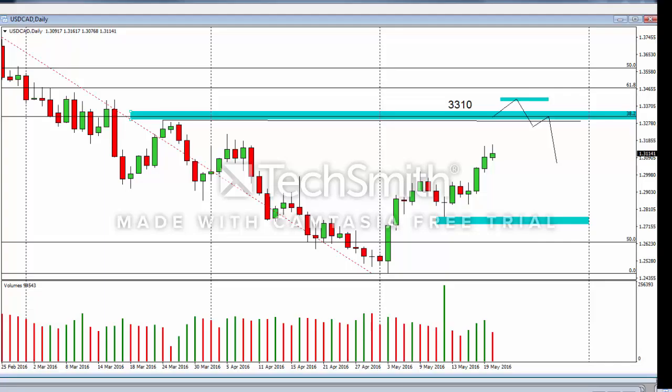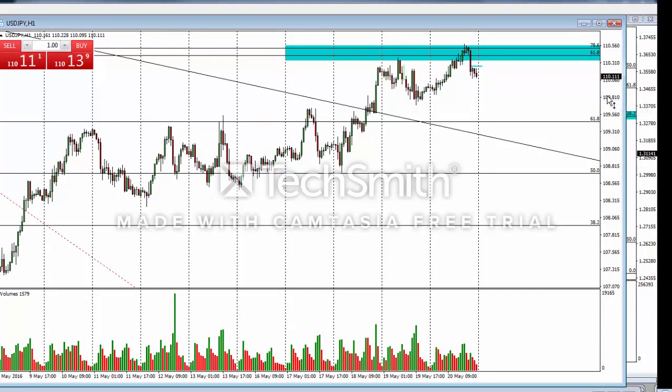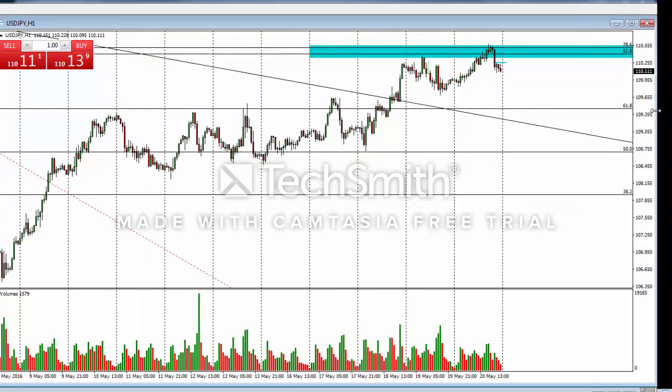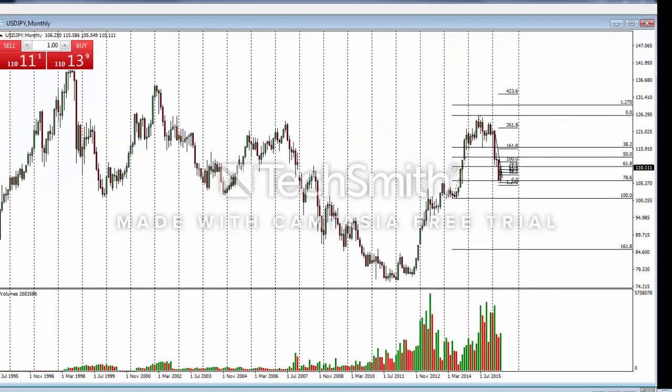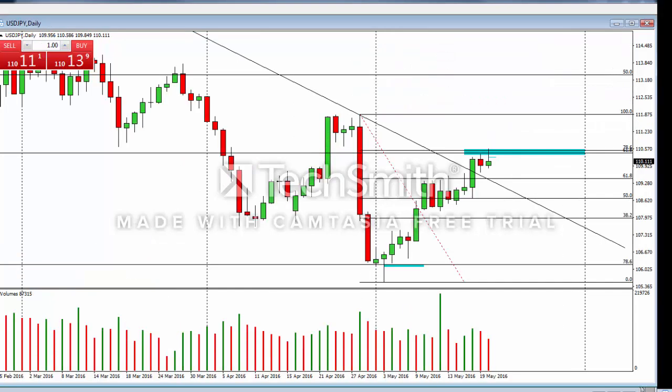USDJPY. Okay, let's have a look at this on the monthly. Okay, so monthly we're coming off the 786. Looks pretty good, looks pretty strong, looks pretty long. However, let's get down to the daily.